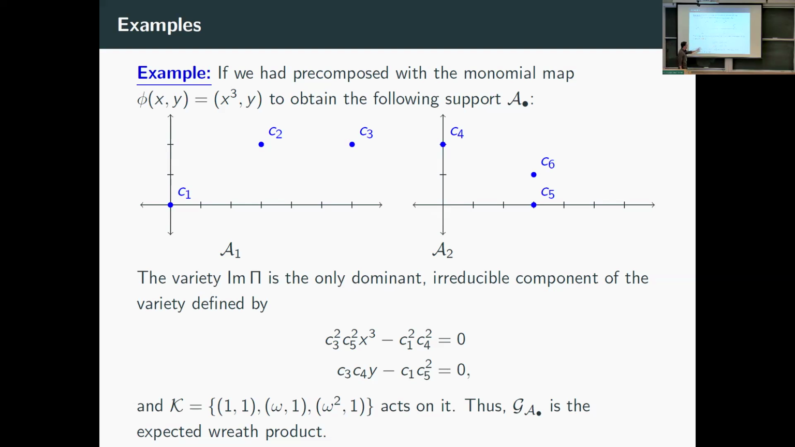Okay, I lied. It's reducible, but all of the other components are sort of trivial components that don't project dominantly to our space of parameters. They're components that we don't care about. They're superfluous. They're irrelevant components.